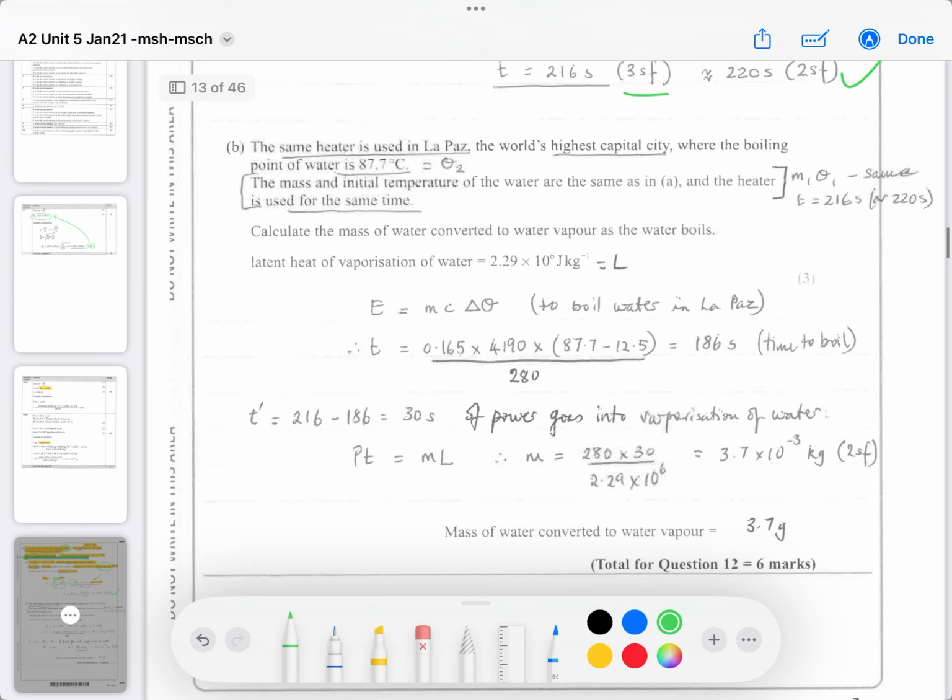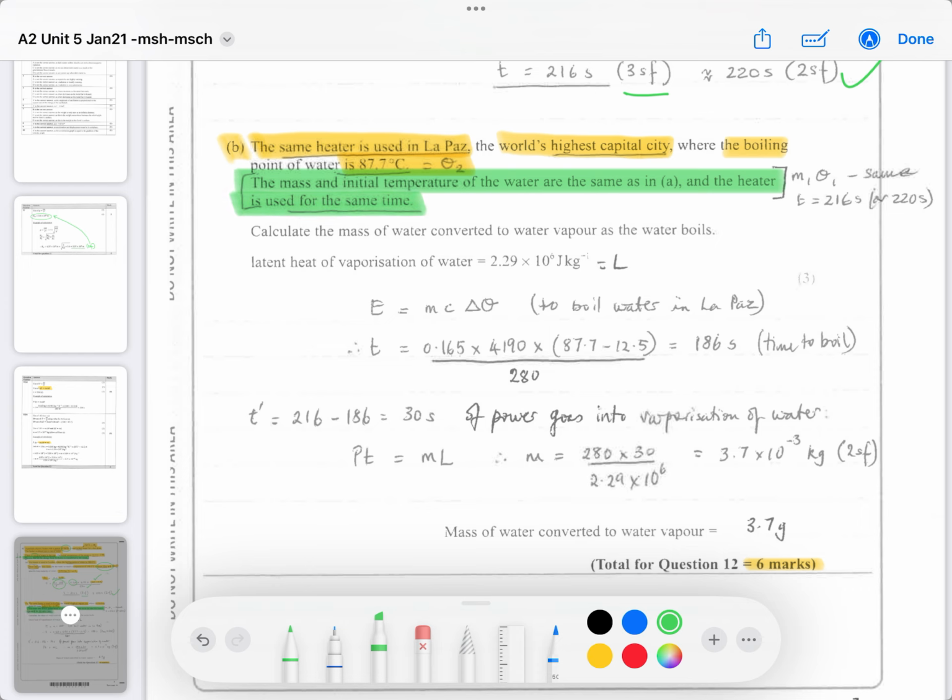And then part B, this has gone to the second structured question. You can see now that the second structured question is 6 marks. Gradually as you go through the paper, the questions get more difficult. So in part B, it says the same heater is used in La Paz, which is the world's highest capital city, where the boiling point of water is 87.7 degrees. So that's θ2. It then says, this time we are assuming the mass and the final temperature of the water are the same as in A, and the same heater is used for the same amount of time.